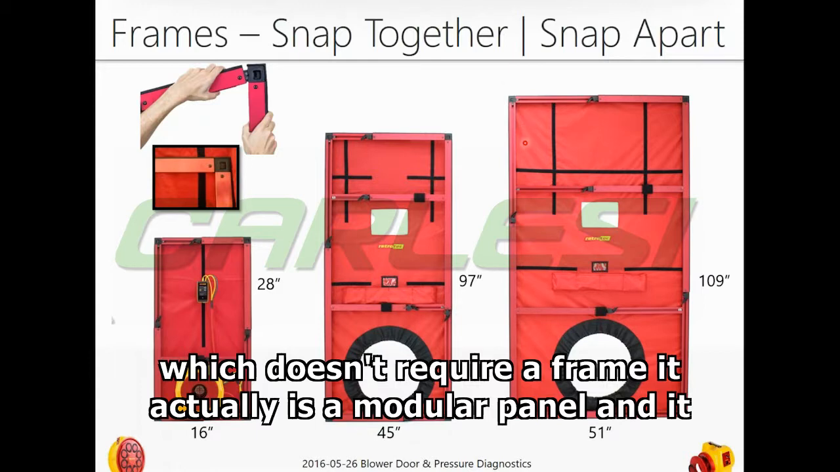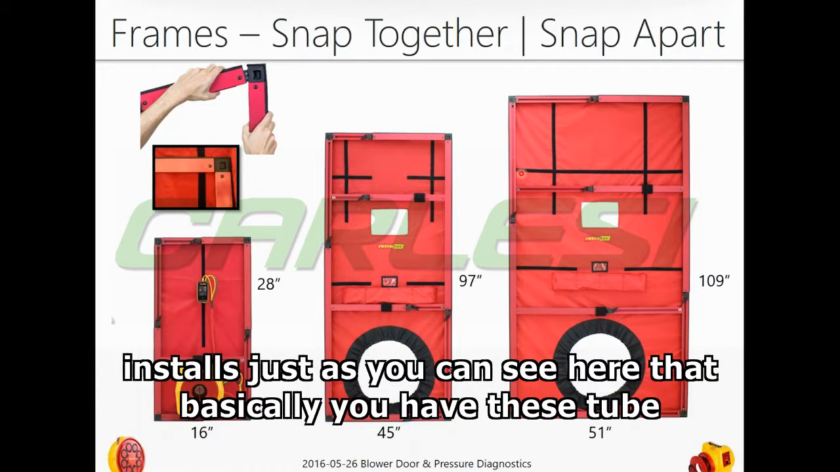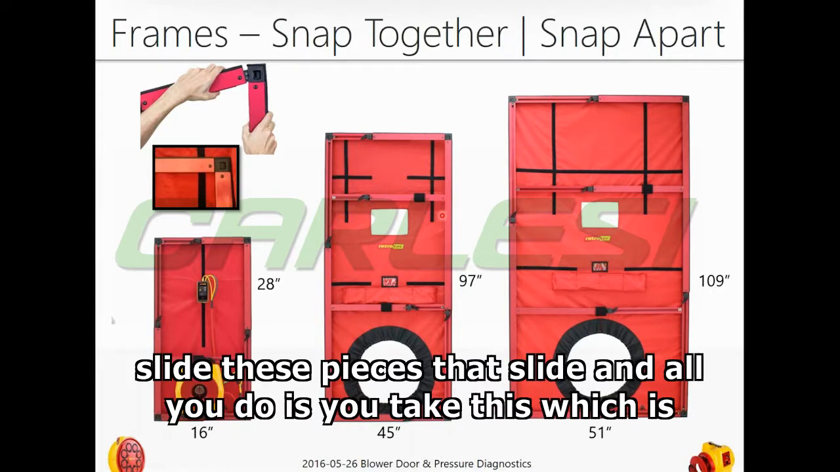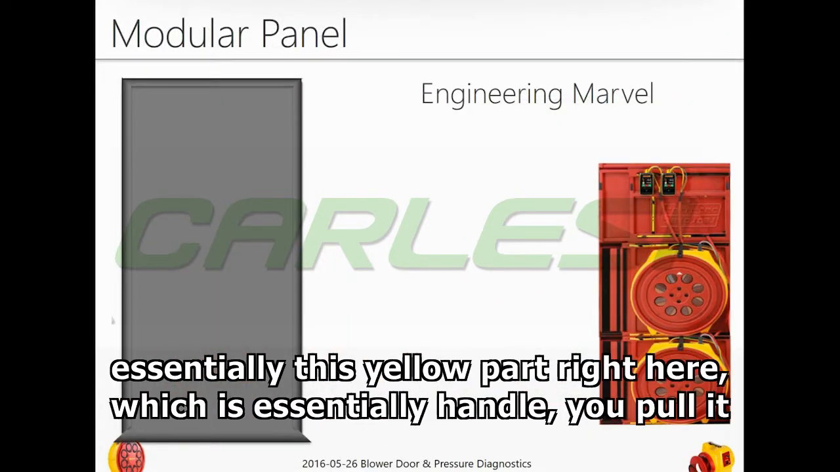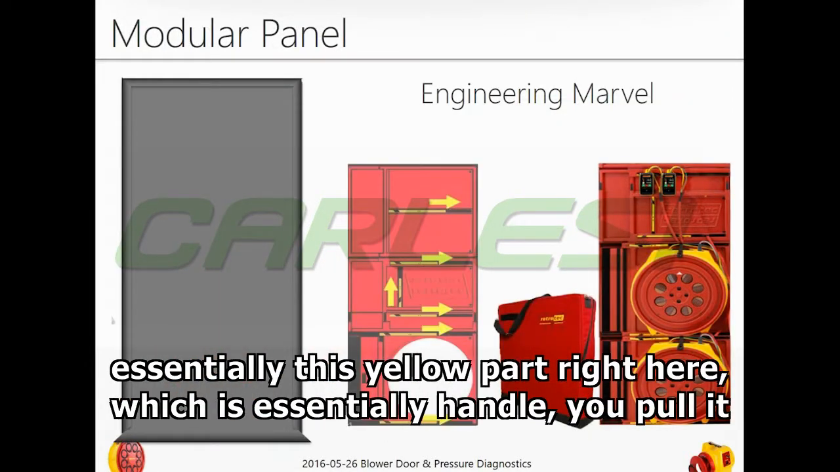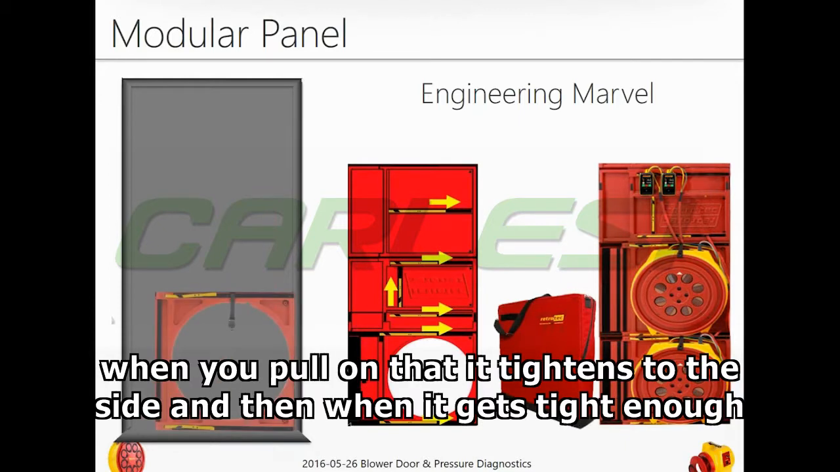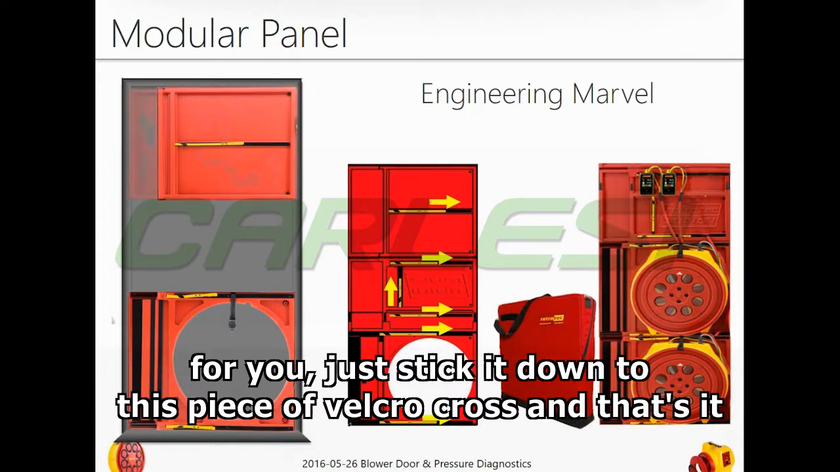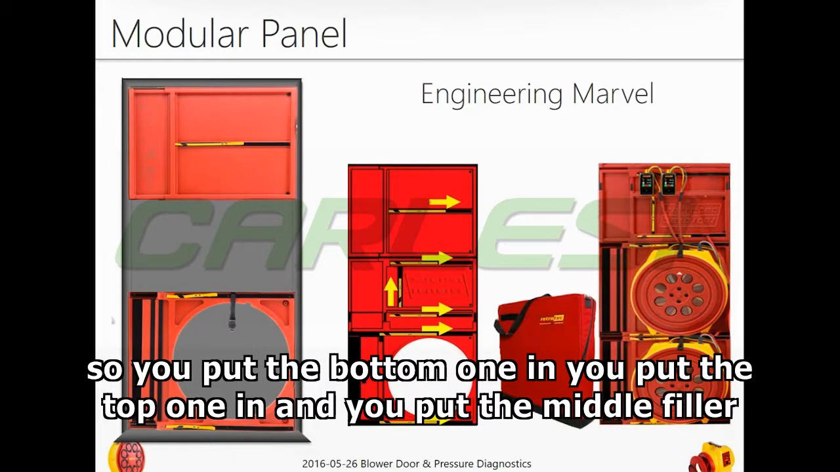So let's not forget about a unique frame, the hard panel, which is unique to RetroTech and doesn't require a frame. It's a modular panel, and it installs just as you can see here. You have these pieces that slide, and all you do is take this yellow part, which is essentially a handle, and pull it. When you pull on that, it tightens to the side. When it gets tight enough, you just stick it down to this piece of Velcro across, and that's it. So you put the bottom one in, you put the top one in, and then you put the middle filler in there.